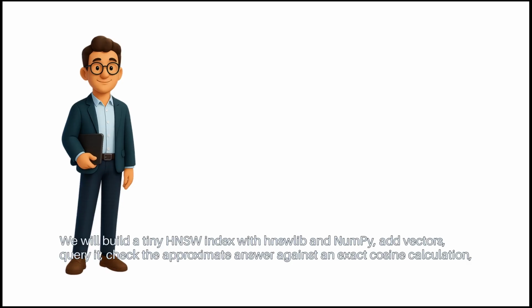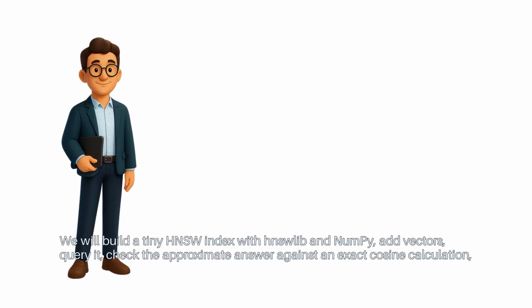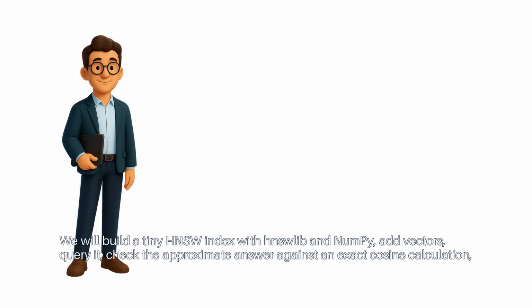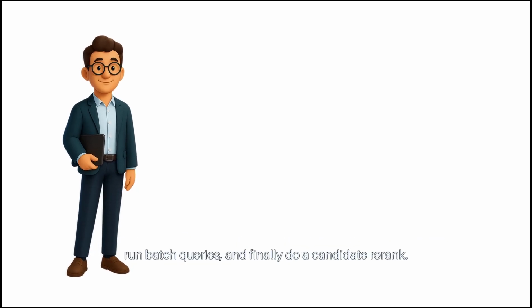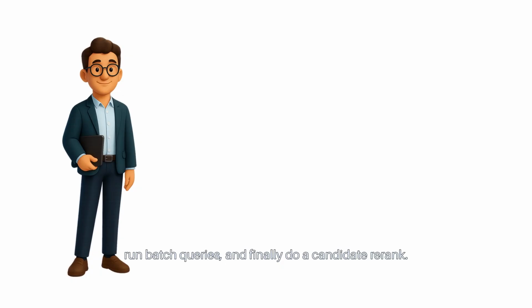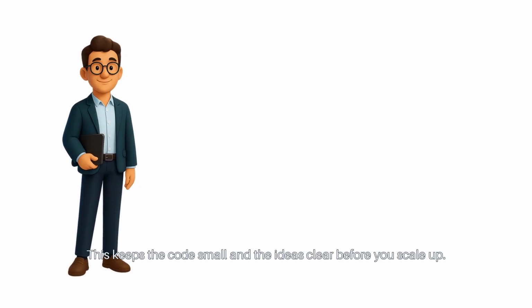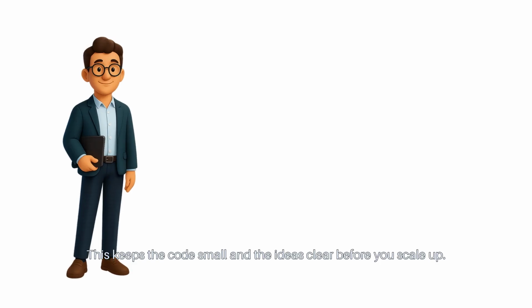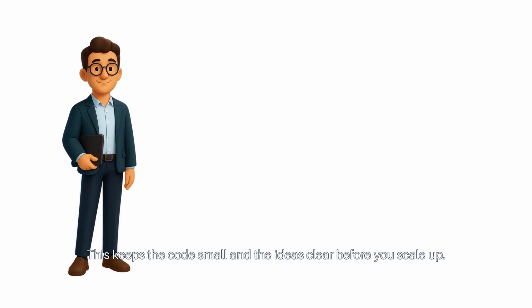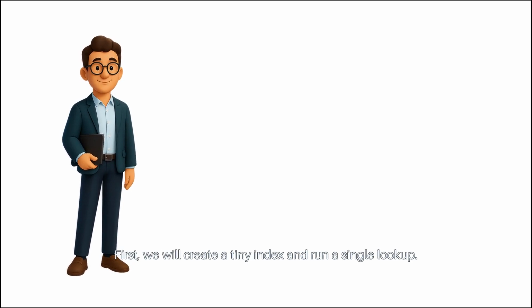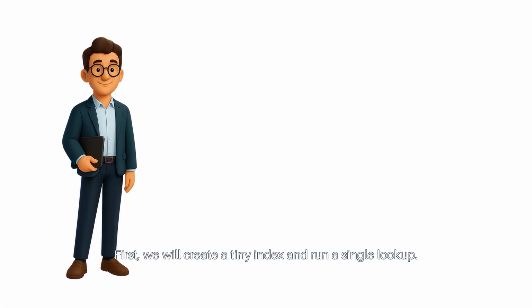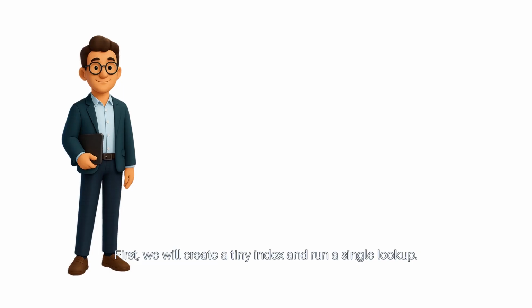We will build a tiny HNSW index with hnswlib and NumPy. Add vectors, query it, check the approximate answer against an exact cosine calculation, run batch queries, and finally do a candidate re-rank. This keeps the code small and the ideas clear before you scale up. First, we will create a tiny index and run a single lookup.